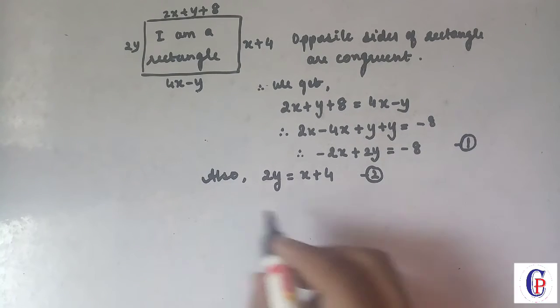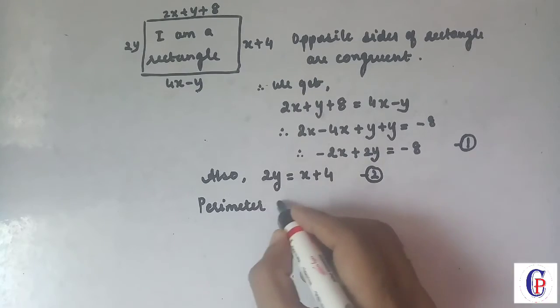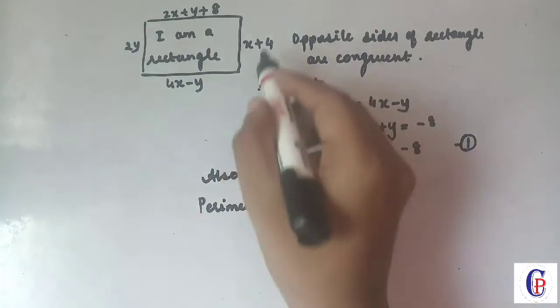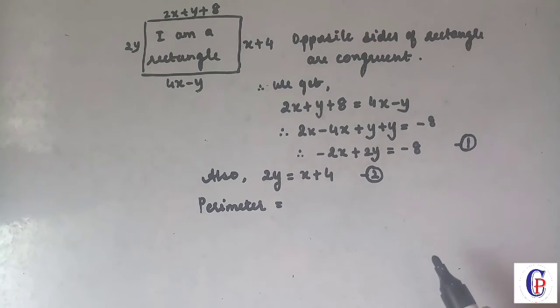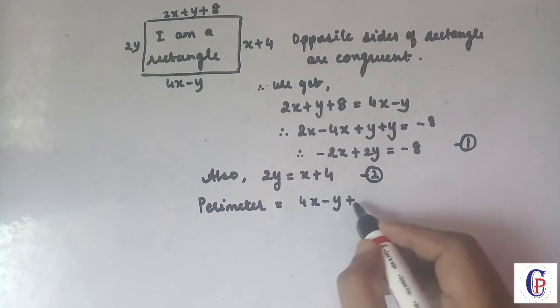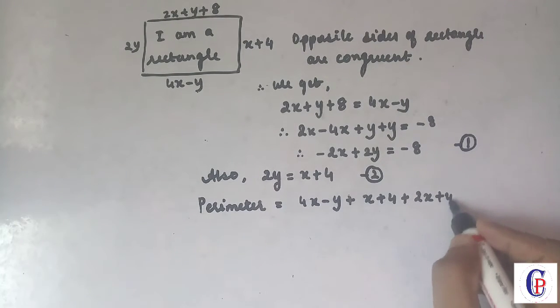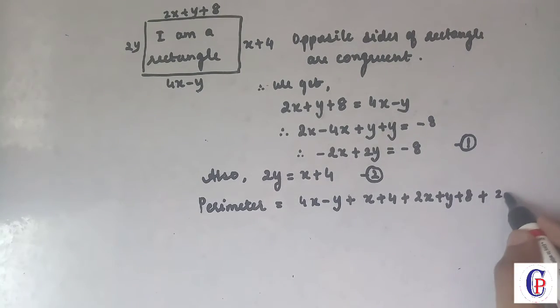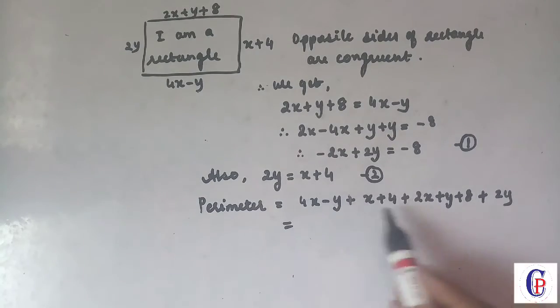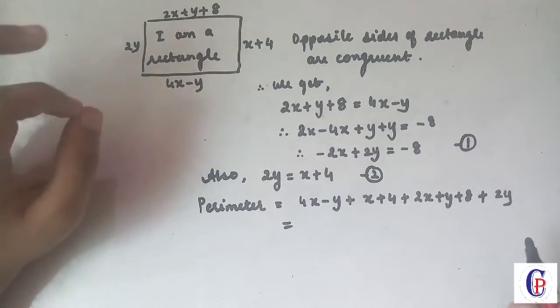But in the question they are asking us to find the perimeter. Okay, to find the perimeter means what? Sum of all the sides. Sum of all the sides means 4x minus y plus x plus 4 plus 2x plus y plus 8 plus 2y. Okay, now this is the sum of all the sides. Perimeter means sum of all the sides.